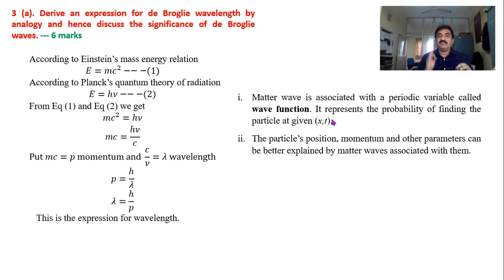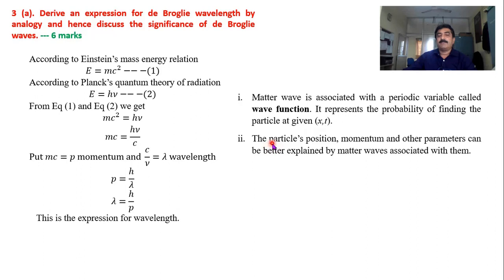It keeps on changing with respect to x and t. So it is a function of x and t. So we call it psi, that is f of x, t, right? And this wave function gives you the probability of finding the particle at a given place x at a given interval of time t. So wave function is a probability measurement.